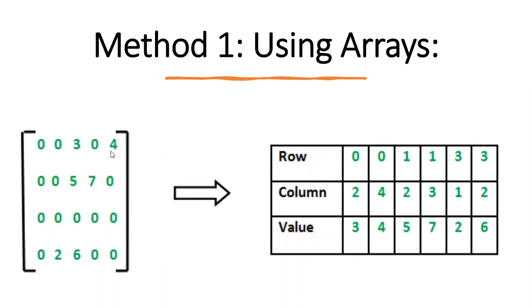Similarly, for this second non-zero element, that is 4, the value is 4 and its column is 4 and its row is the 0th row. So the index of the row is 0, the column is 4 and the value is 4. Similarly, for this one, the row is the first row, the column is the second column and the value is 5. Similarly, it goes on like this using the arrays technique.